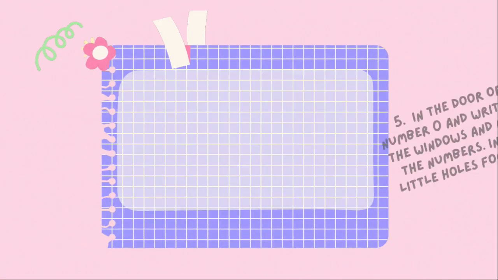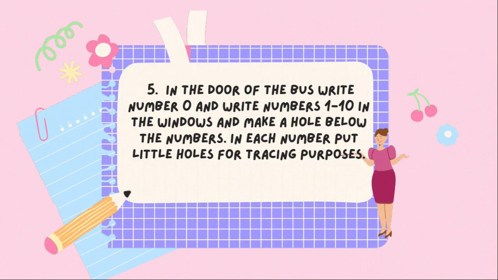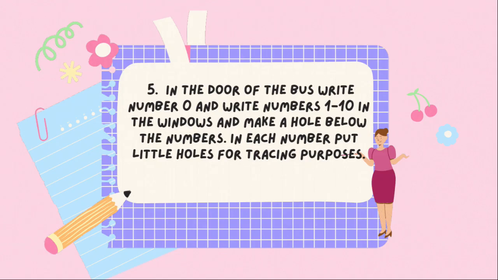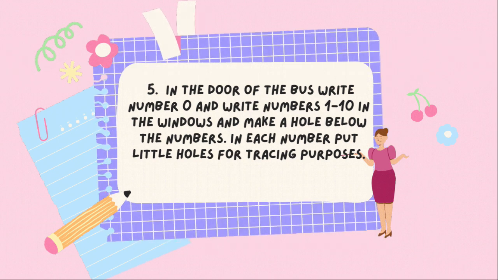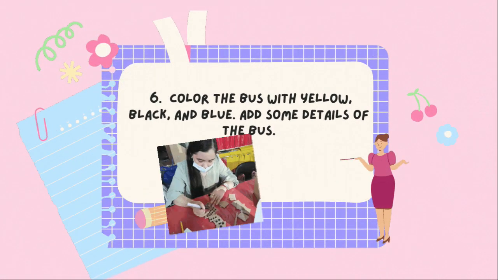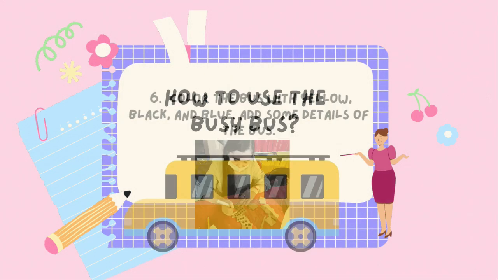Fifth, in the door of the bus, write number 0 and write numbers 1 to 10 in the windows and make a hole below the numbers. In each number, put little holes for tracing purposes. Sixth, color the bus with yellow, black, and blue. Add some details of the bus.